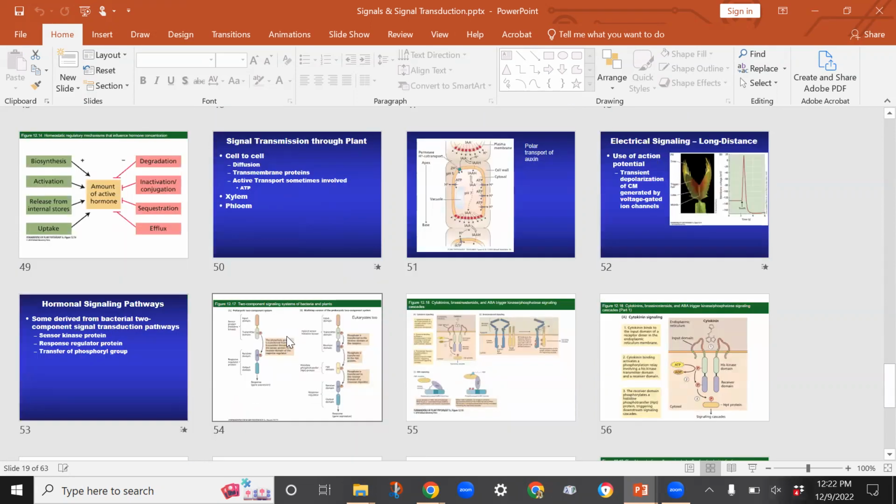Questions on anything in this slide set?